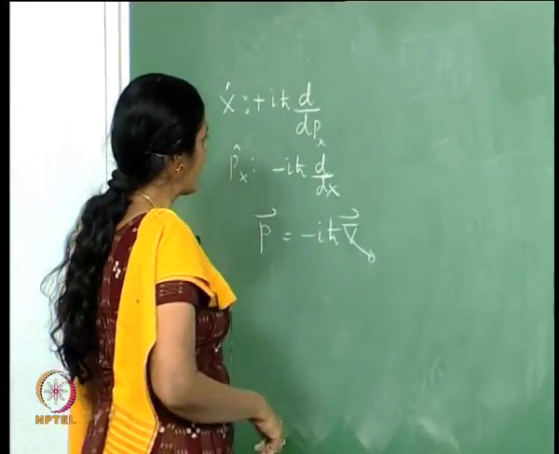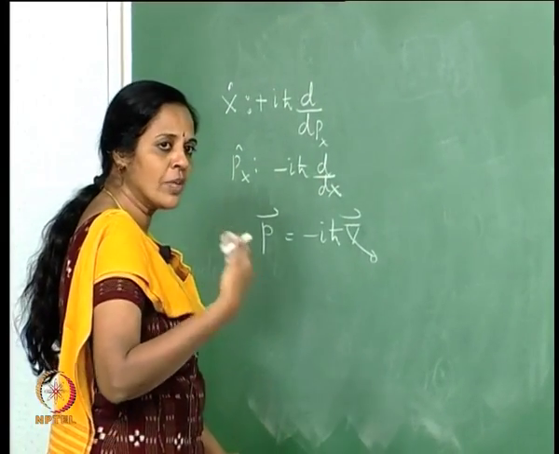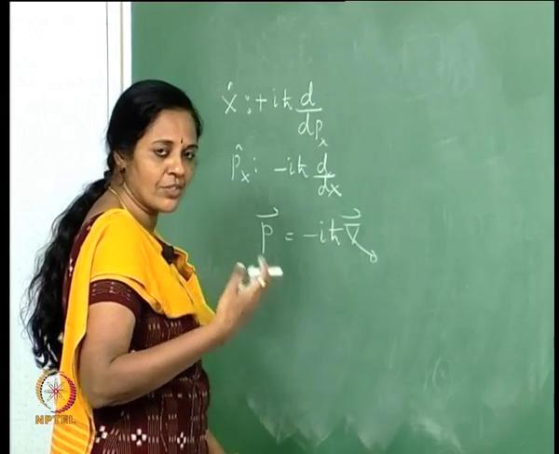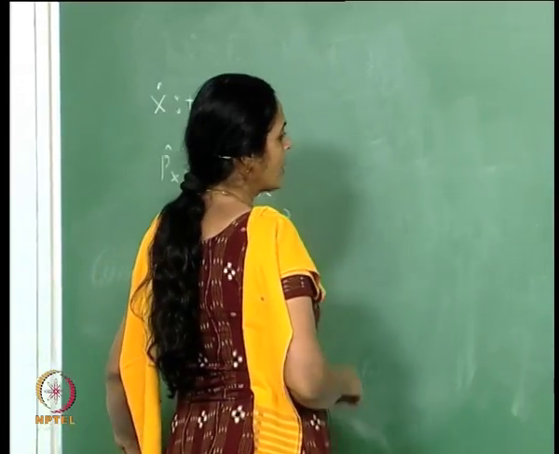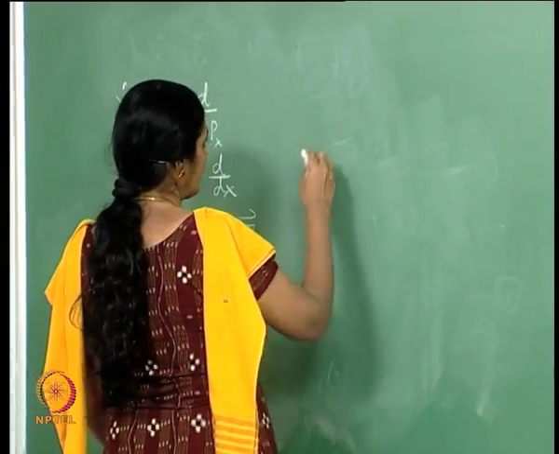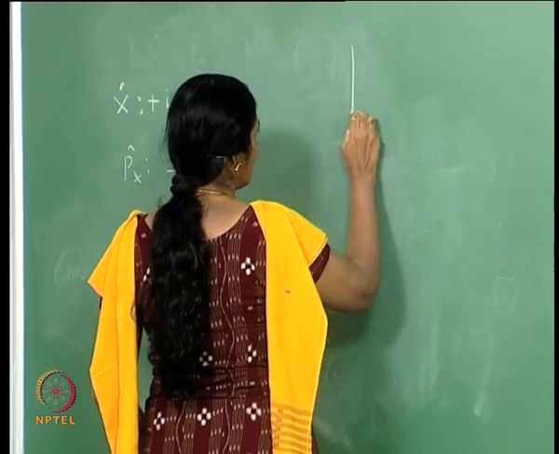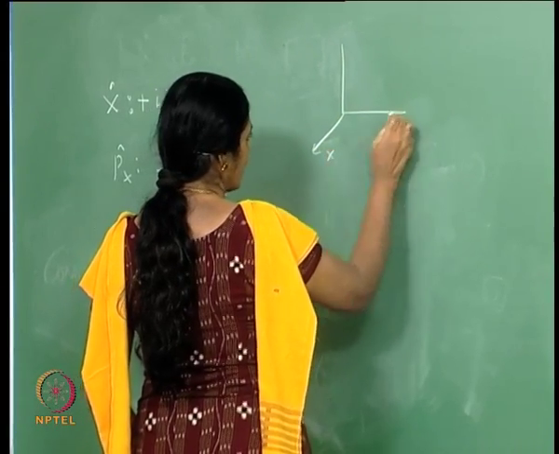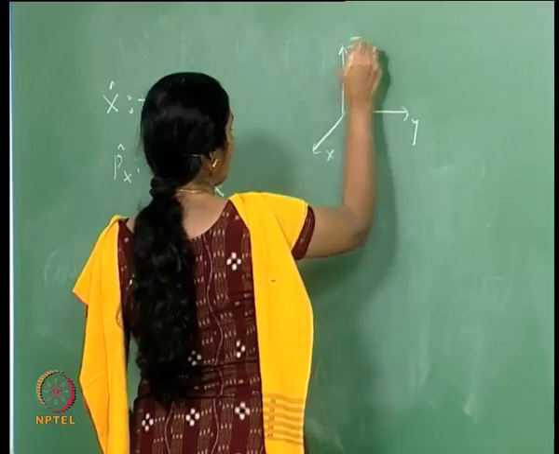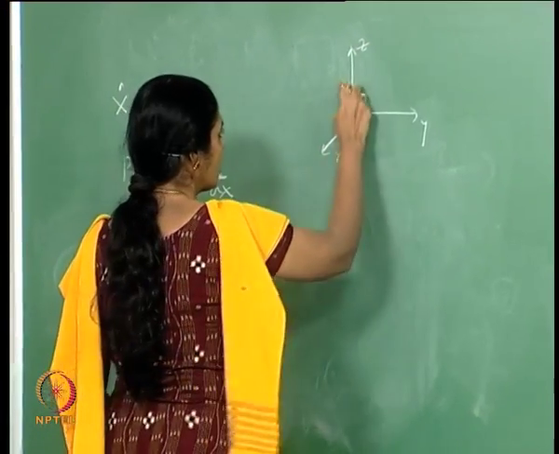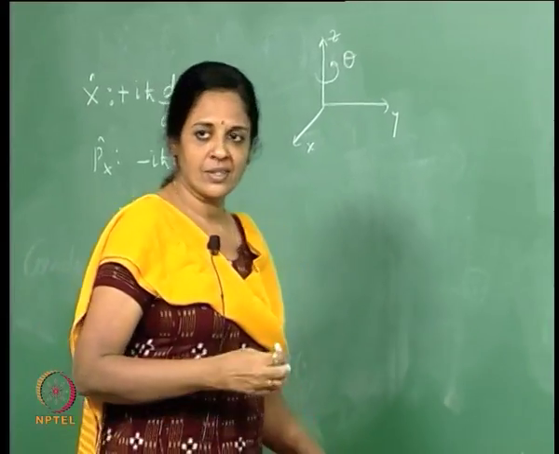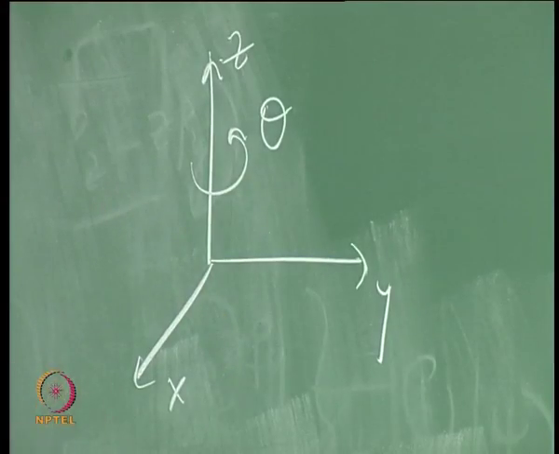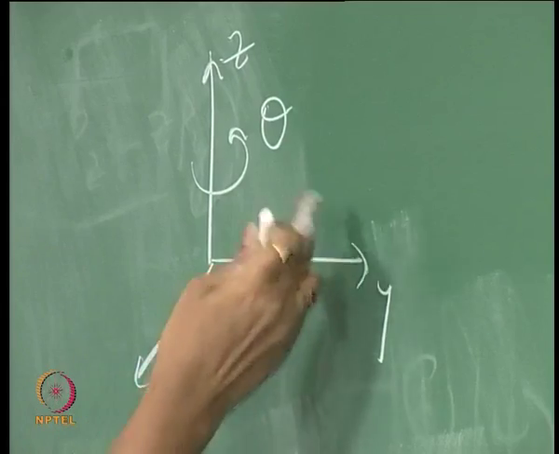Given this identification, without worrying too much about the Hilbert space structure or the linear vector space structure right now, I want to illustrate a very important property. Consider 3-dimensional space where I have the Cartesian axes x, y, and z, and suppose I rotated about the z axis by an angle theta, taking x to x prime and y to y prime.